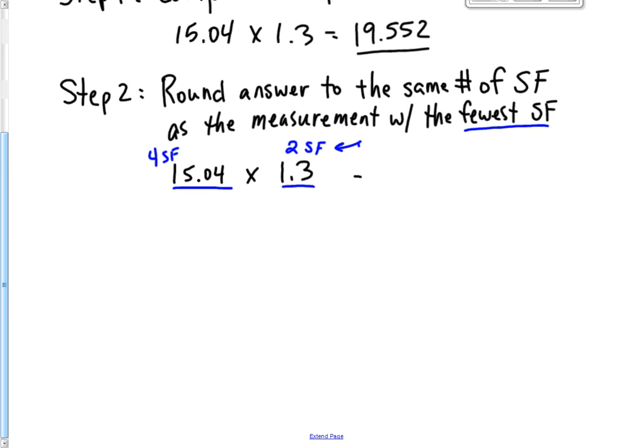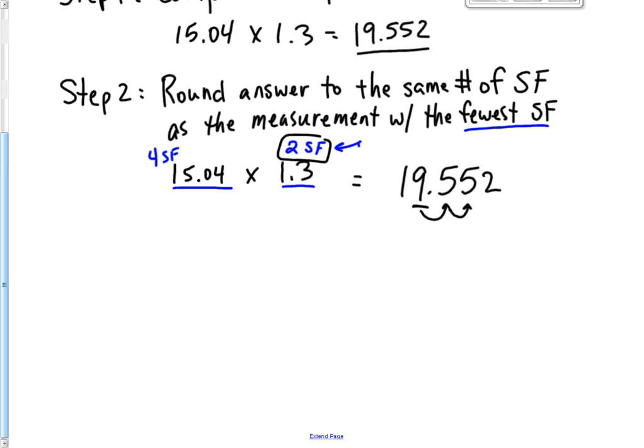Okay, so our preliminary answer is 19.552. And we need 2 significant figures. So we're going to start on the left, find our second significant figure, which is this 9. And we're going to look to the 5 and use our rounding rules from the previous video. Okay? The 5 tells us to look to the next number. Because the number next to the 5 is a non-zero, we're going to round up.